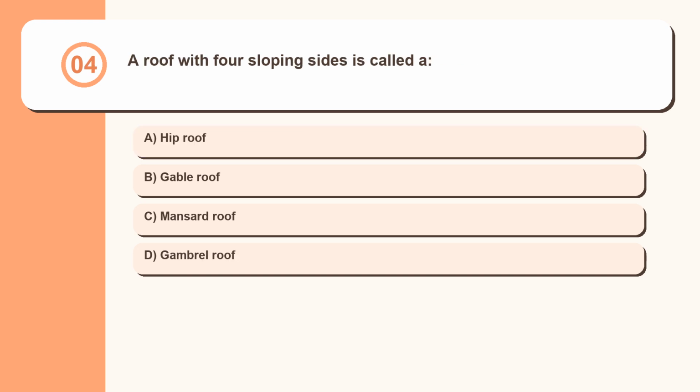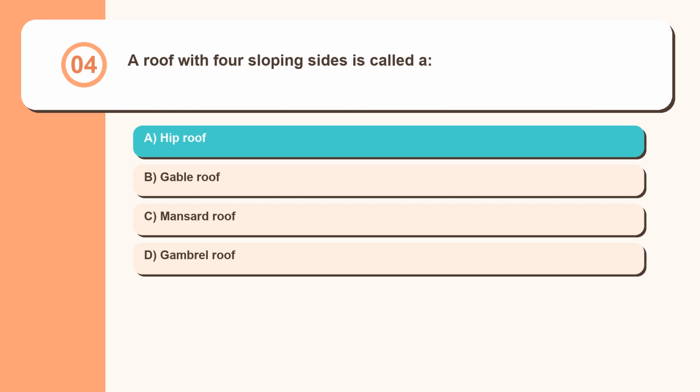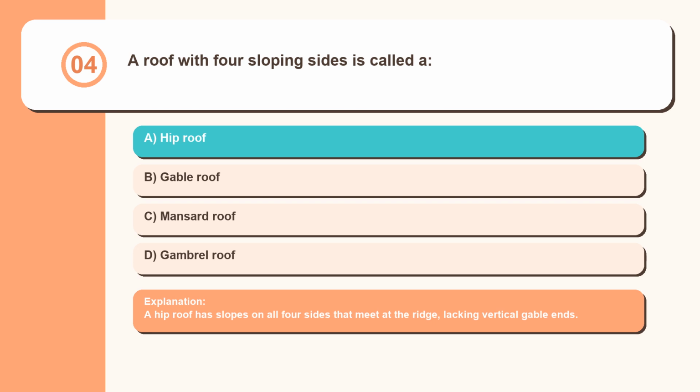Question 4. A roof with 4 sloping sides is called a hip roof, gable roof, mansard roof, gambrel roof. A hip roof has slopes on all 4 sides that meet at the ridge, lacking vertical gable ends.